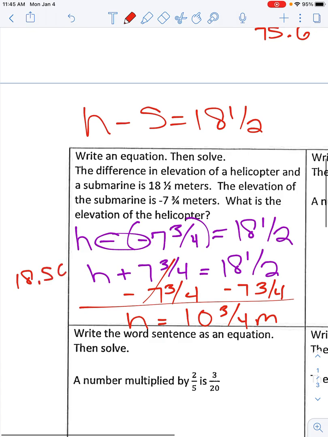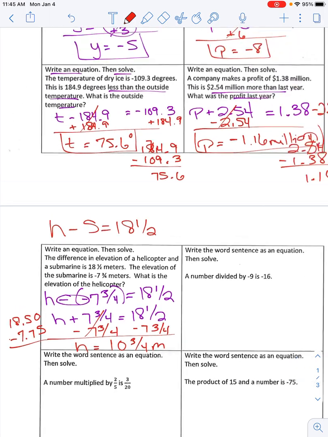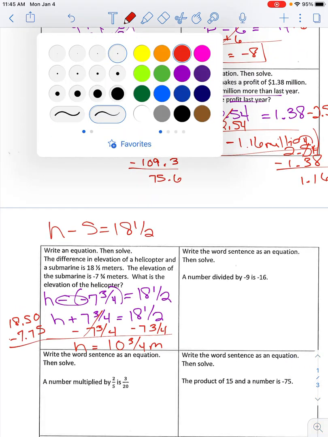If it were me, I would do 18.50 minus 7.75. I would turn those into decimals, just so you don't have to get a common denominator. But either way will work.